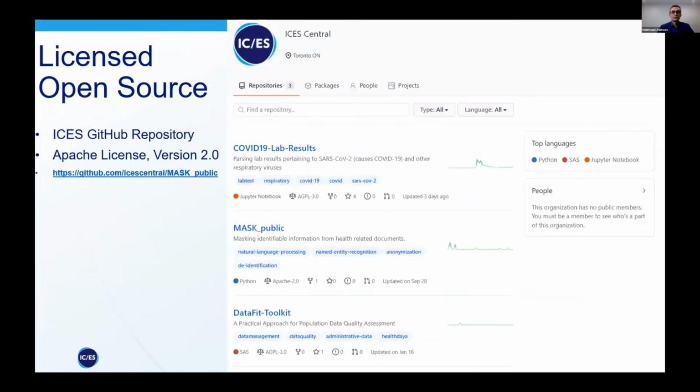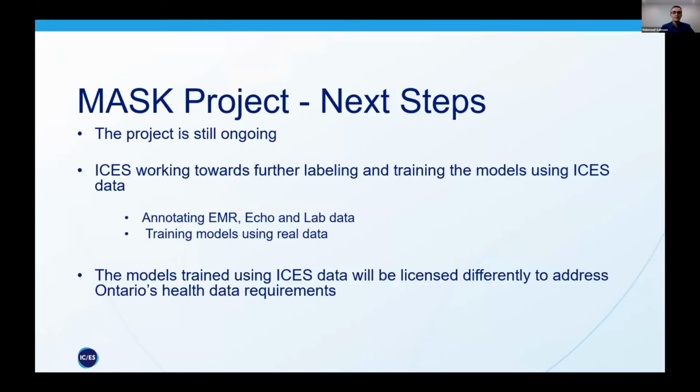I'm pleased to let you know that the whole package is licensed as open source under the ICS GitHub repository. It's licensed under the Apache version 2 open source license, and basically the entire basic models trained on public data, as well as the interface, are available for use.